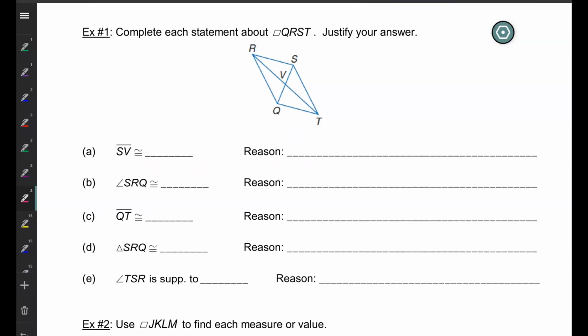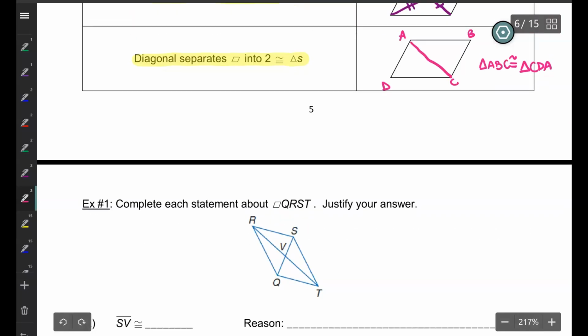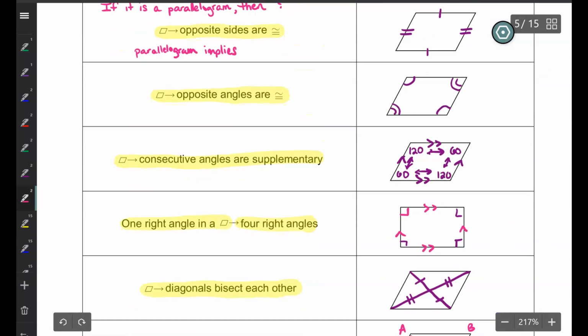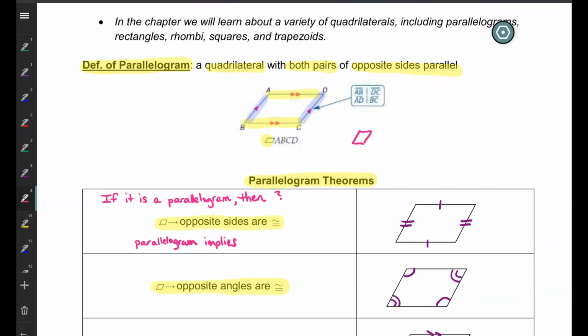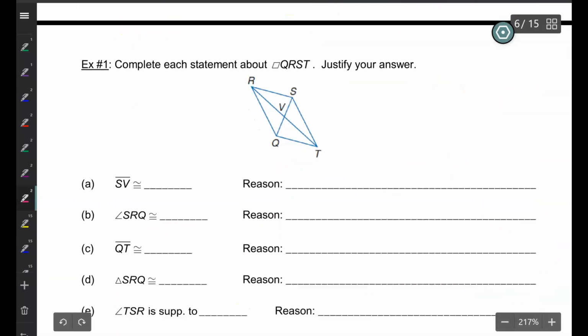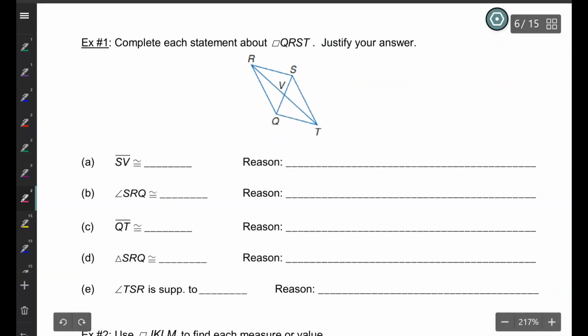Okay, complete each statement about parallelogram QRST, and we want to justify our answer. When we justify, we're going to use anything on this first page. So you can use any of the theorems and possibly even the definition. This is a part where if you want to, pause the screencast and see if you can answer these on your own, and then press play to see if you got them right.